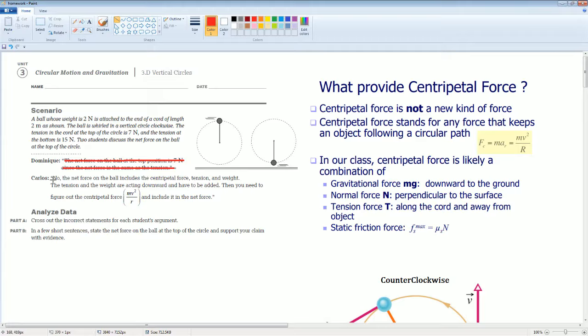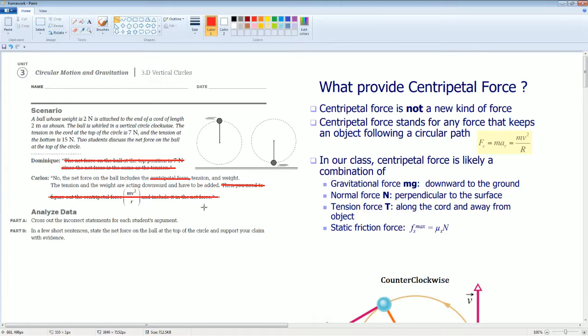Carlos says the net force on the ball includes the centripetal force, tension, and weight. The statement that it includes centripetal force is not correct. It includes the tension, that is correct, and the weight, correct. The tension and the weight are acting downwards and have to be added. That is correct because they're in the same direction. Then you need to figure out the centripetal acceleration, which includes the net force. That is wrong.